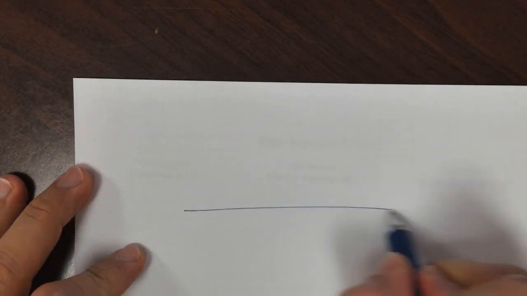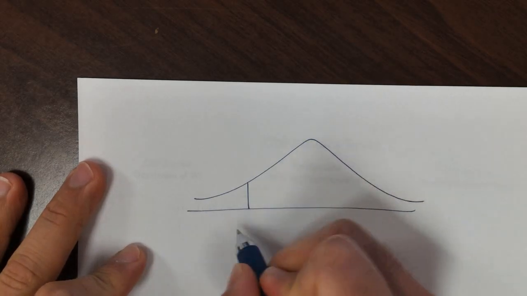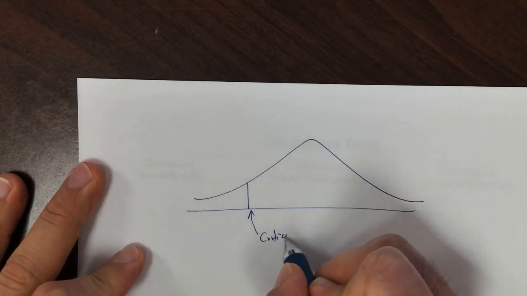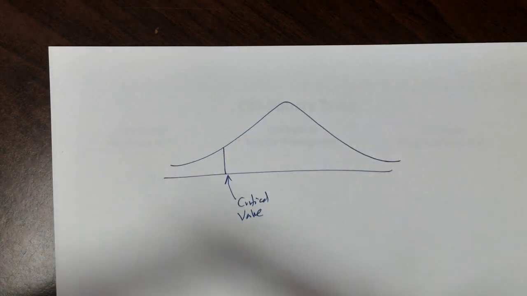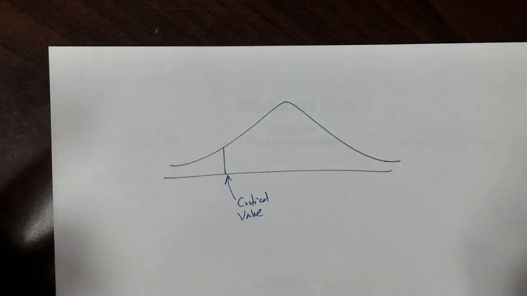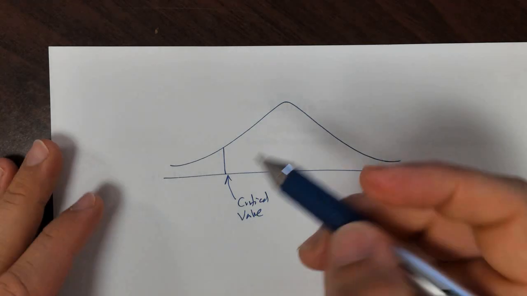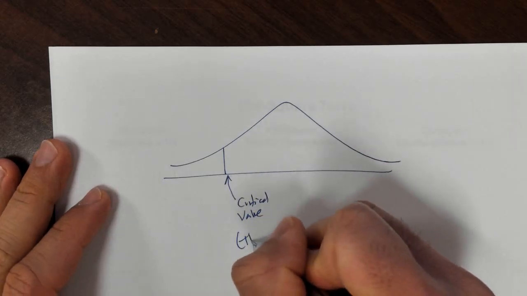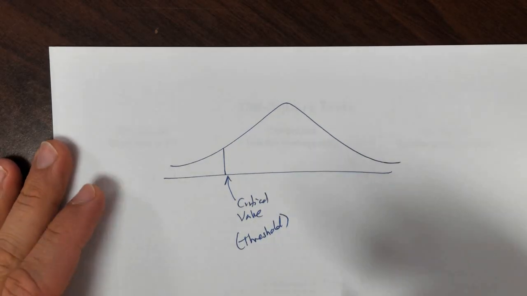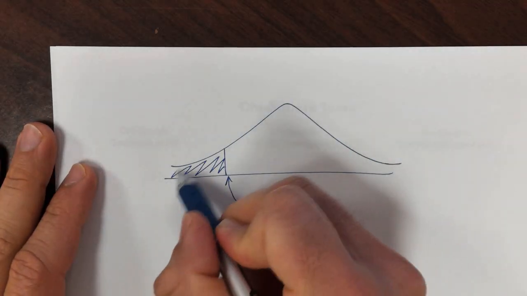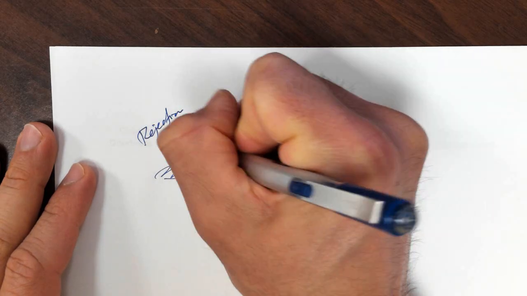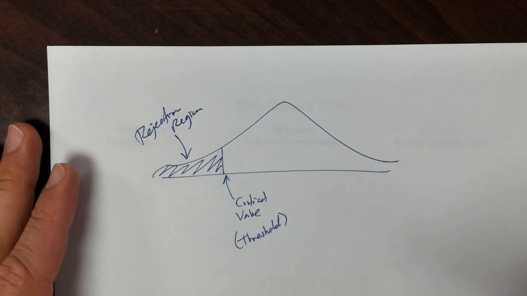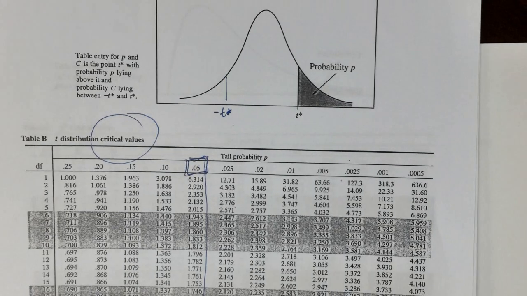Now, what do we mean by that, right? We're talking about a critical value given the degrees of freedom, which is based on your sample size. You're going to have a threshold of what is allowed, and anything below that threshold is in the rejection region. So you find the critical value using this table, right?